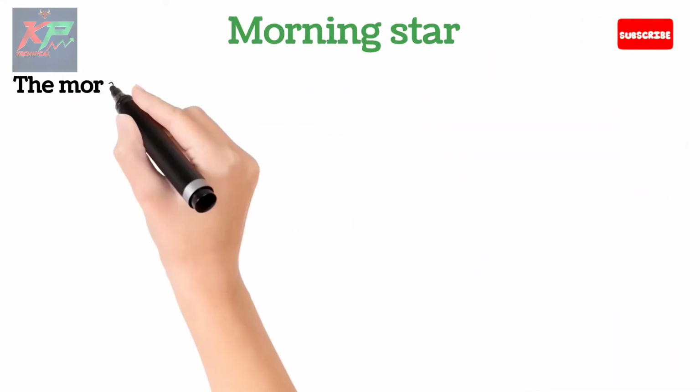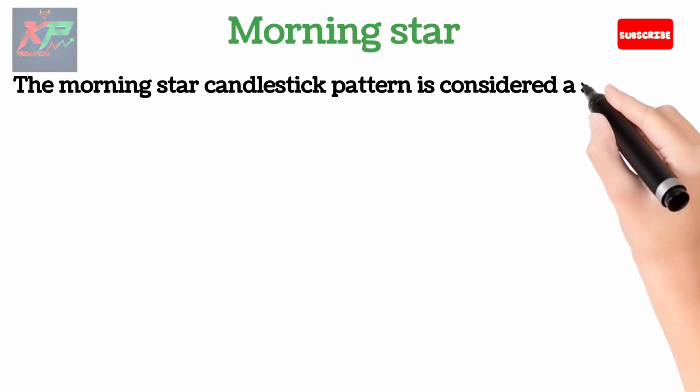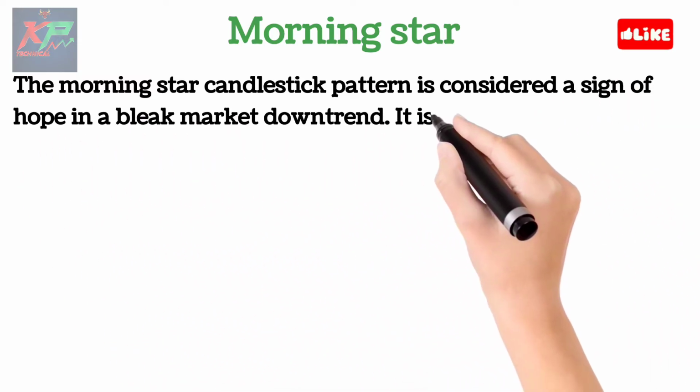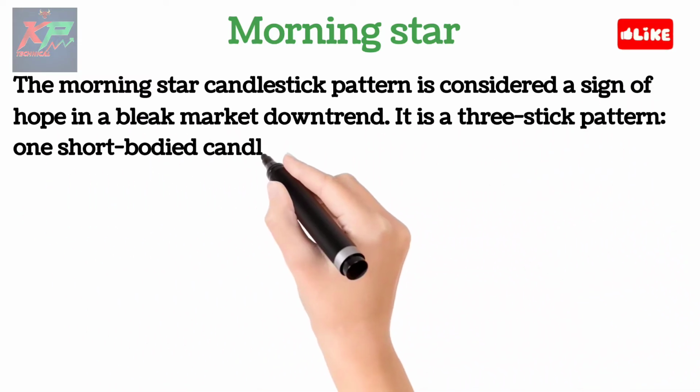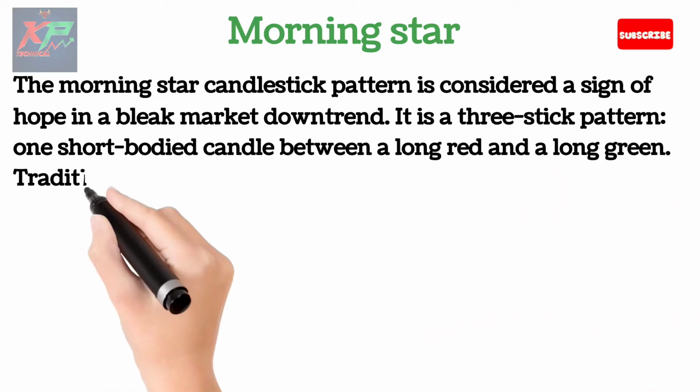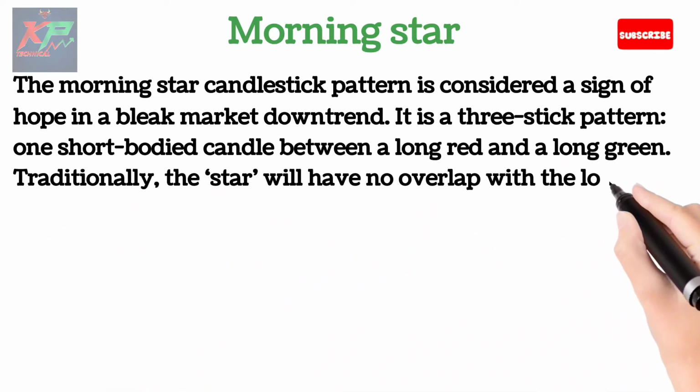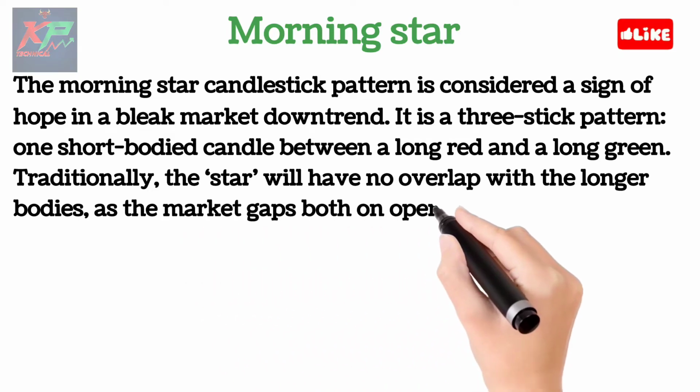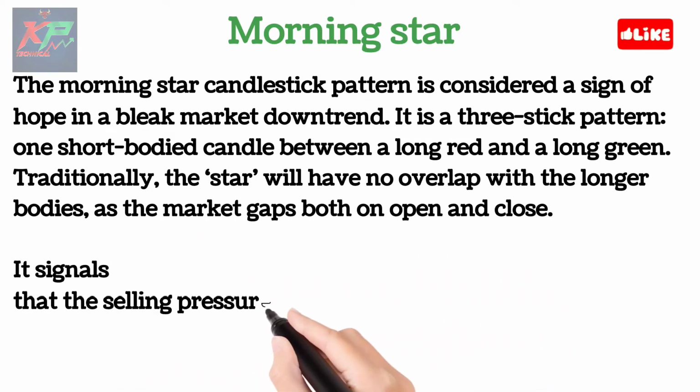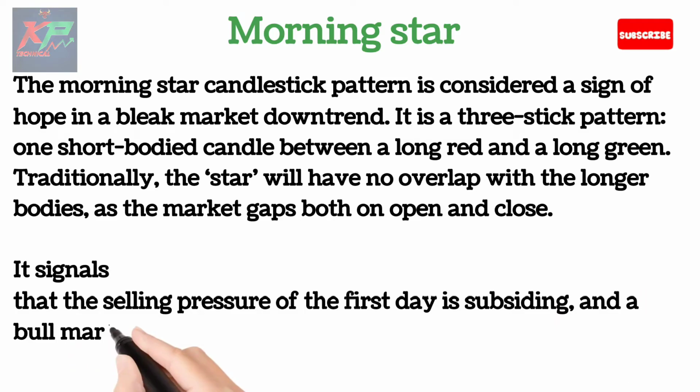Morning star. The morning star candlestick pattern is considered a sign of hope in a bleak market downtrend. It is a three-stick pattern, one short-bodied candle between a long red and a long green. Traditionally, the star will have no overlap with the longer bodies, as the market gaps both on open and close. It signals that the selling pressure of the first day is subsiding, and a bull market is on the horizon.